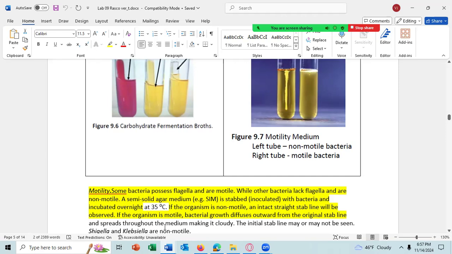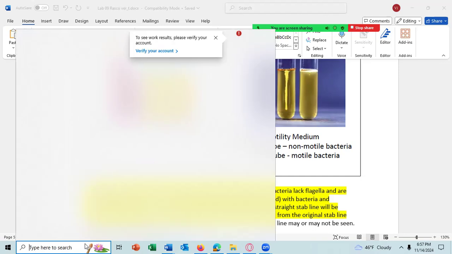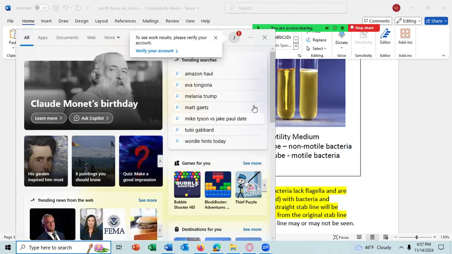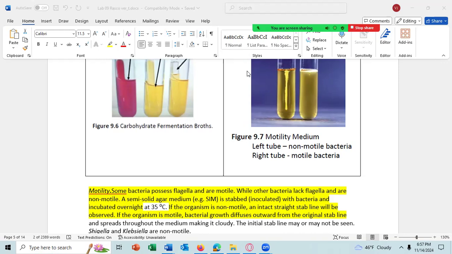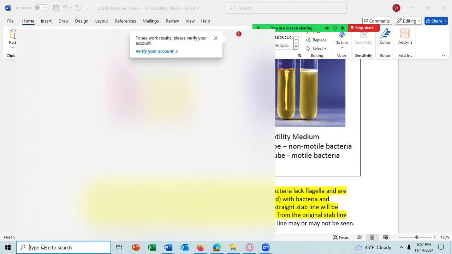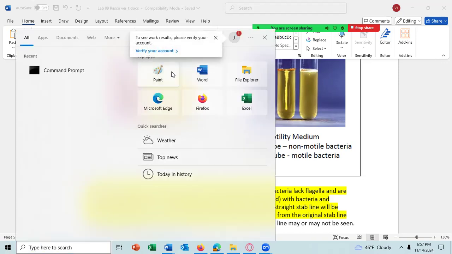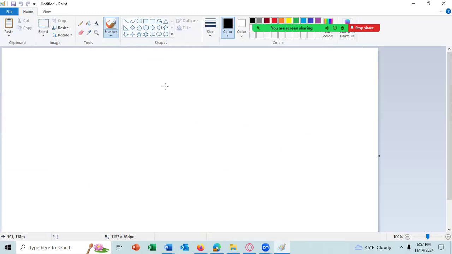Let me get Paint up here, and I'll show you what a... got to do that again. For some reason, my computer acts a little different. You got to do it twice to get Paint now.